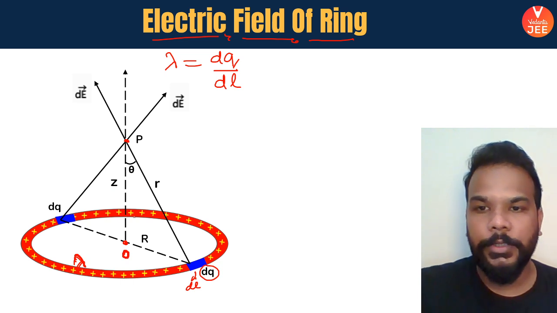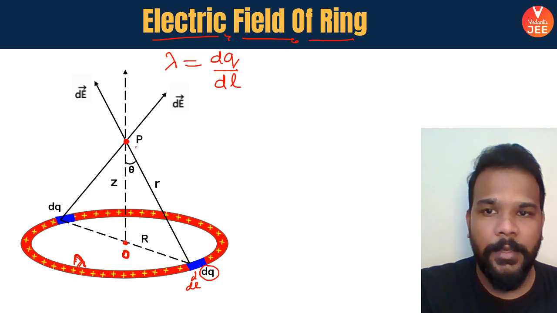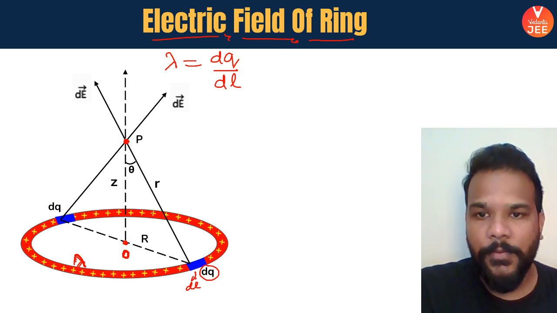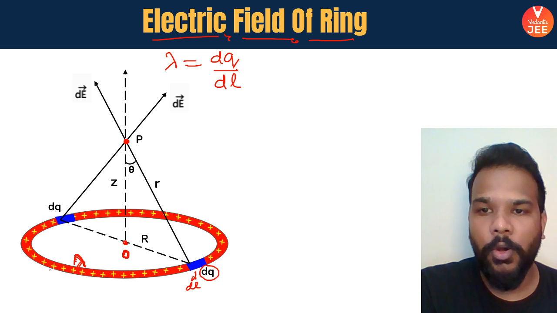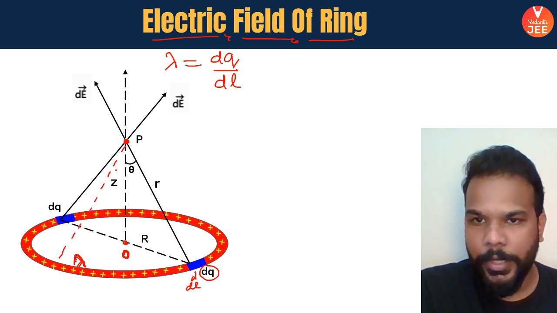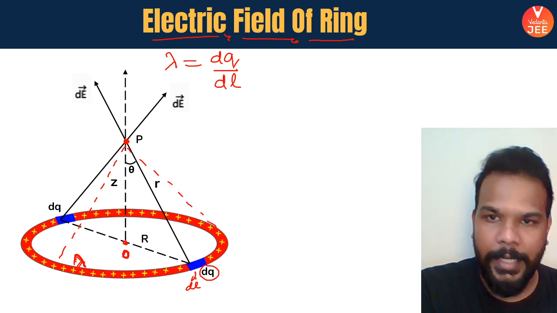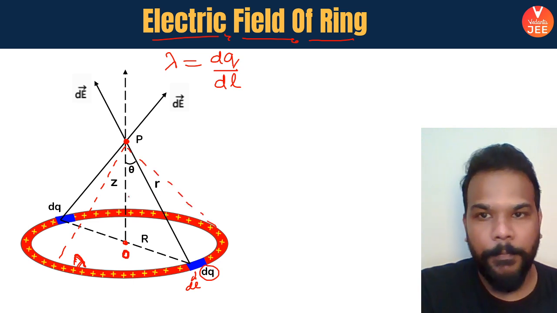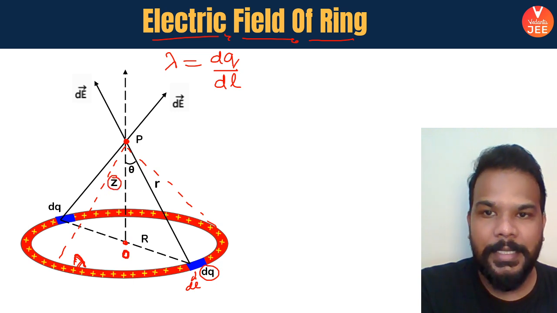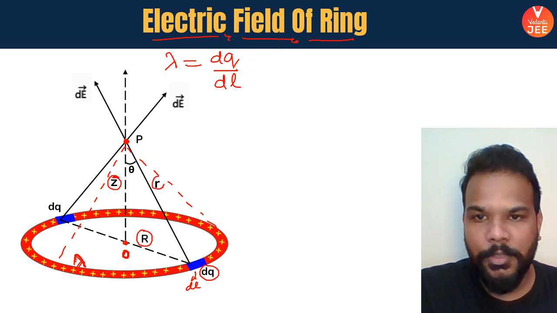Right now we are interested in finding the electric field at point P, which is at a distance r from each and every point of the ring. If I keep on joining all such points, you will basically form a cone. From the center, you have this point P at a distance z, the radius of the ring is capital R, and this is your small r.